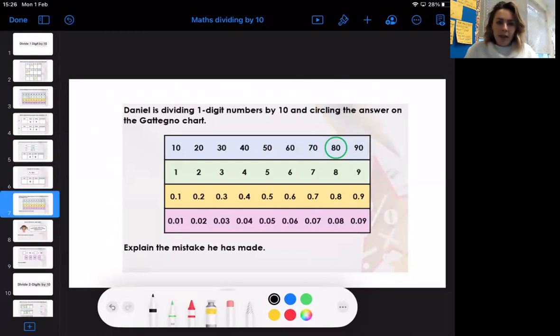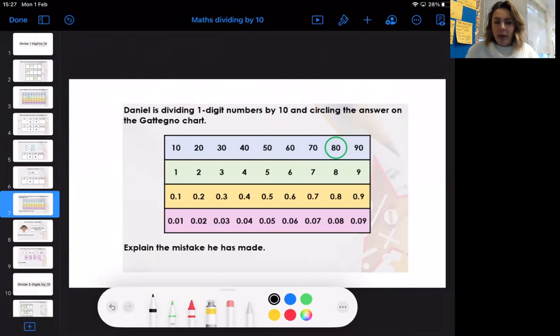We're using the Gattegno chart again, and let's look at the question. Daniel is dividing one-digit numbers by 10 and circling the answer on the Gattegno chart. Explain the mistake he has made. Pause the video. I'm looking for an explanation, so not just yes or no, right or wrong. Tell me why. We'll look at this together in a moment.